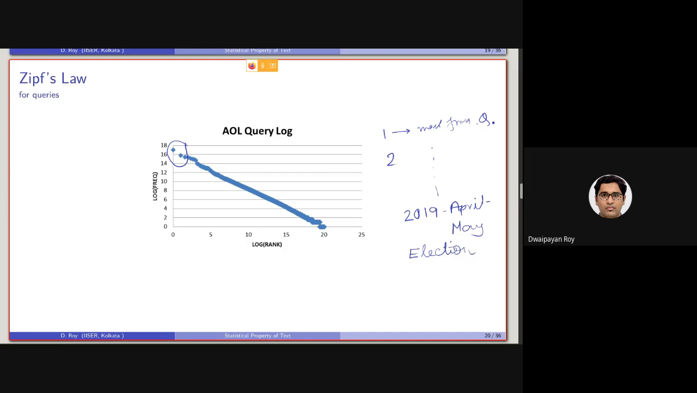Because at that time, the election was held. So a large number of people were searching with different aspects of elections in India. So they will take up the top position in this kind of Zipf's law plot. And the rare ones are some rare queries that some people submit to the system. But the general trend will be the same, having a plot with slope minus 1.